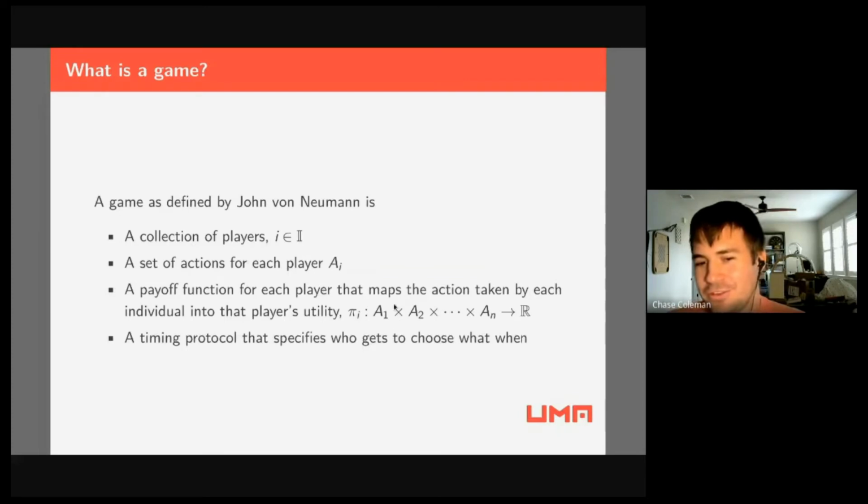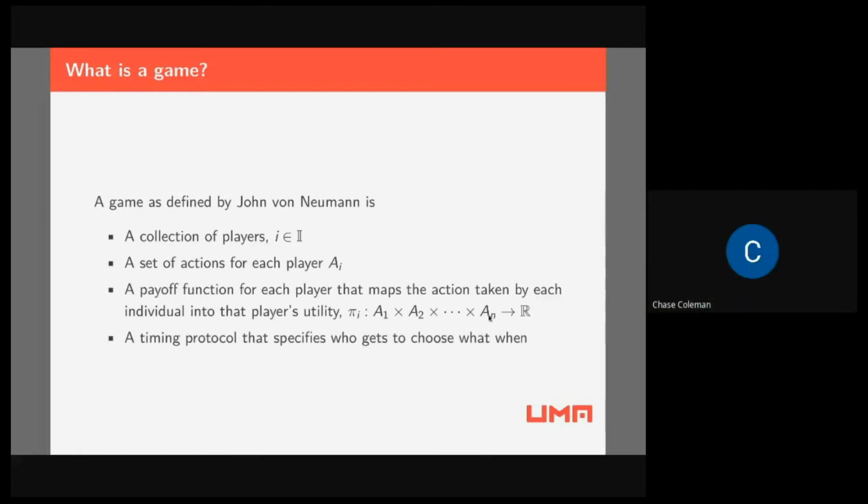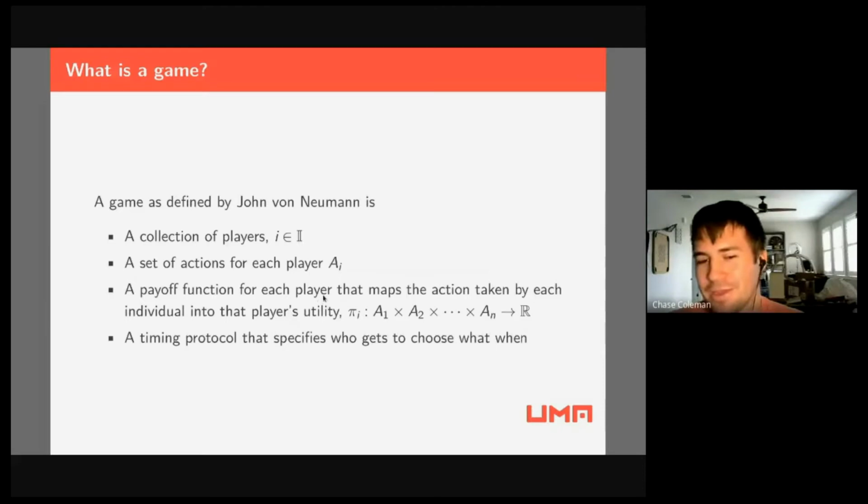So this is pi i, which maps the actions of player 1, the actions of player 2, up until the actions of player n, and then it converts all of those actions into some number. And that number represents how happy this player is given the actions. And then the final piece is a timing protocol that specifies who gets to choose what, when.